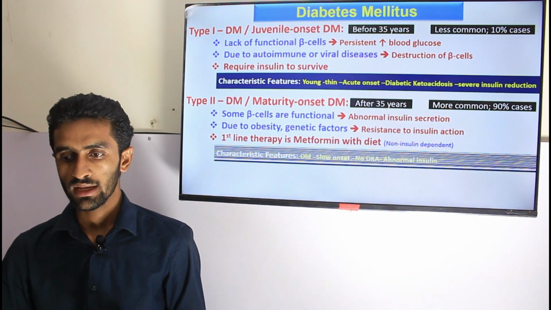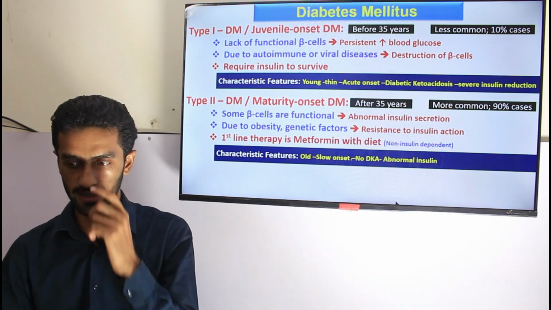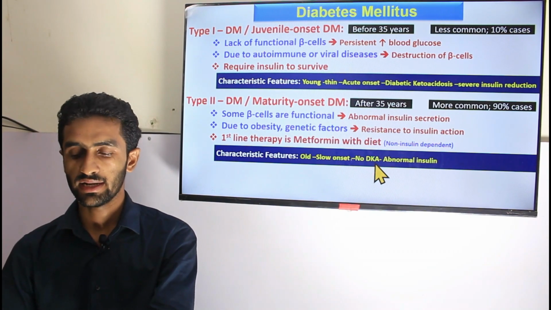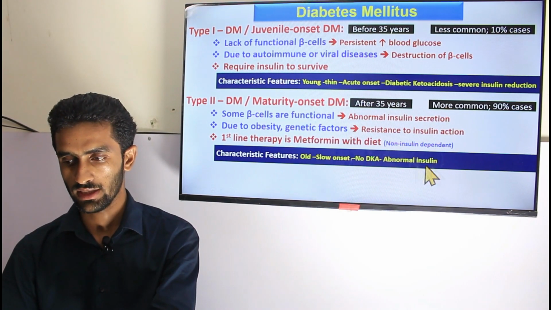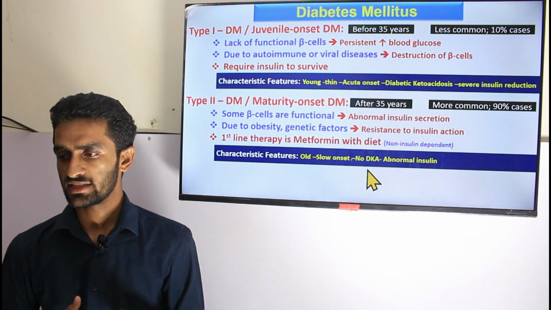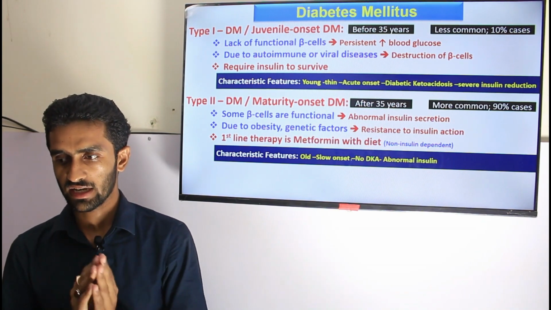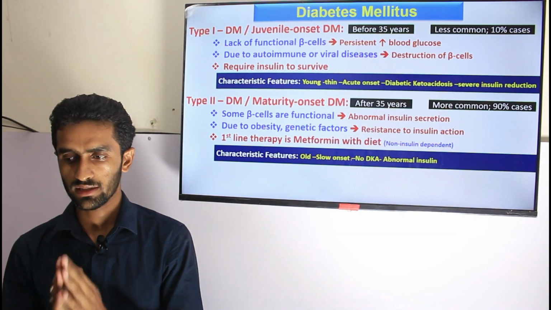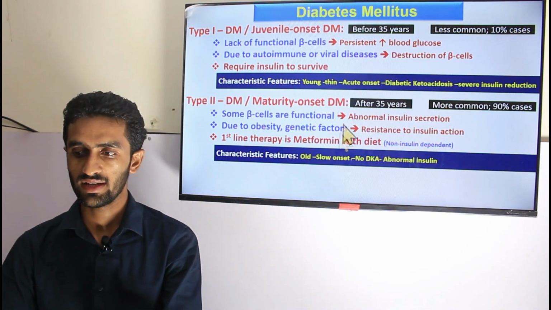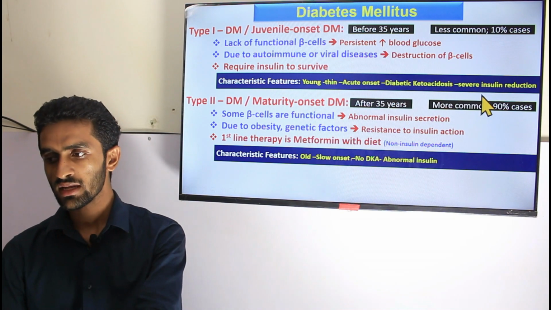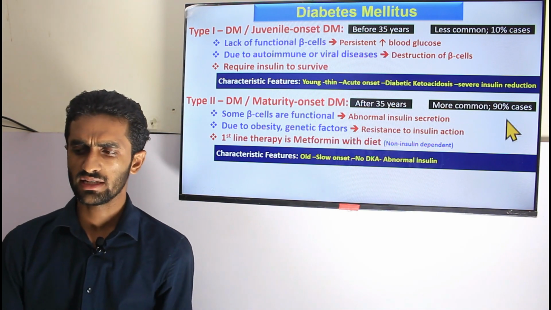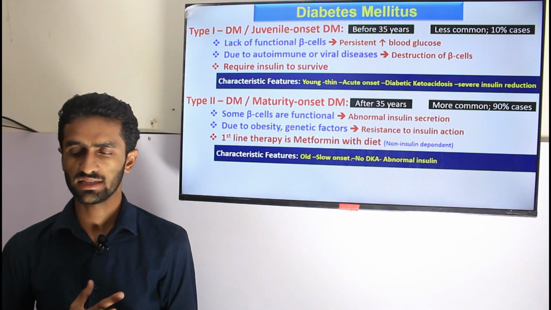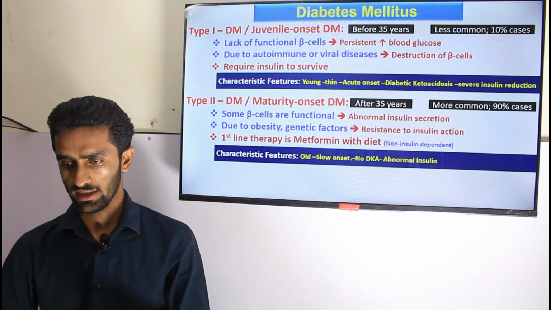Okay. And the characteristic features in type 2: they are usually old patients, and they have slow onset and no diabetic ketoacidosis, abnormal insulin. In the later, advanced stage, diabetic ketoacidosis can occur, but in the early stage there is no diabetic ketoacidosis, and their onset is slow while type 1 is acute onset. And for the insulin, where there is abnormal insulin, we can check the insulin level by the C-peptide, which is helpful to measure the insulin.